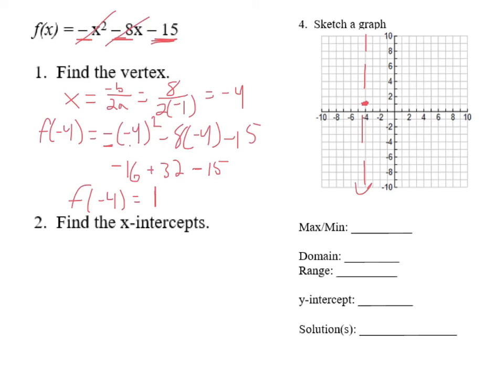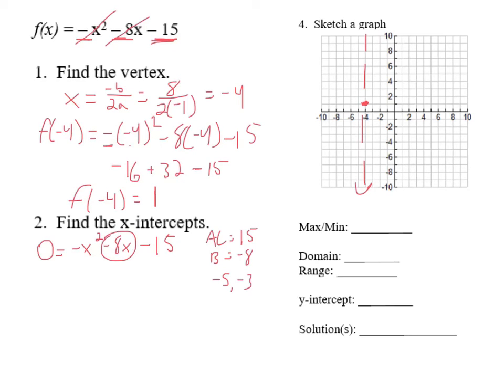So to find the x-intercepts, we make y 0. So 0 equals -x squared minus 8x minus 15. And now we can use the ac method to solve for our x-intercepts here. So a times c in this scenario is +15. The b value is -8. So what adds up to -8 that multiplies to +15? That's going to be -5 and -3.